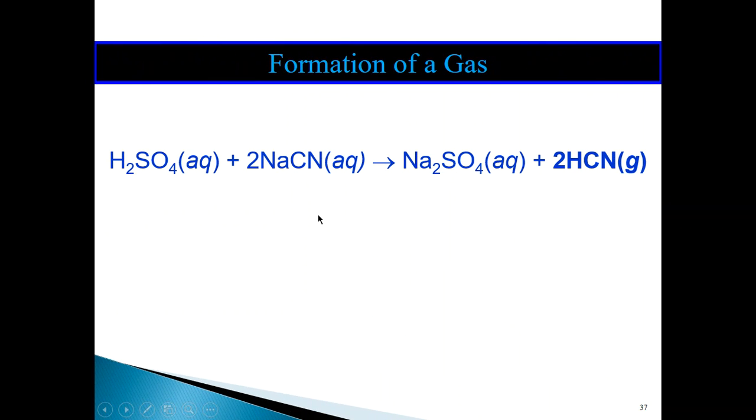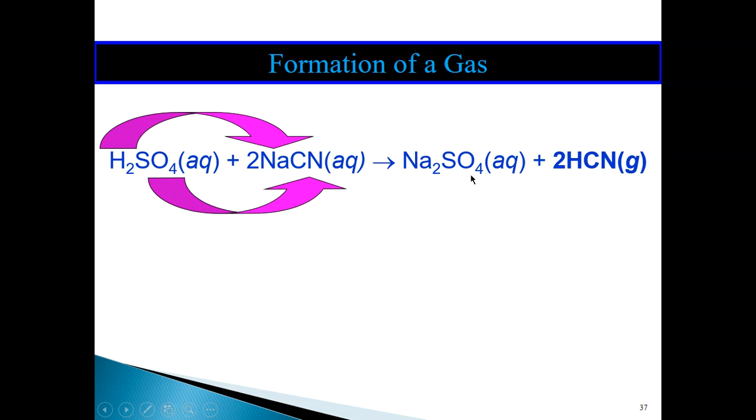Now here's an example where a gas is formed, and this is a reaction which results in the formation of this gas, which is very poisonous. You don't want to be in a room filled with hydrogen cyanide. And in this reaction here, the reaction is between sulfuric acid and sodium cyanide. And in this case, again, you can see double displacement taking place where the hydrogen is displacing the sodium to form the hydrogen cyanide, which is a gas, and the sulfate is displacing the cyanide to form sodium sulfate, which will remain in an aqueous solution.